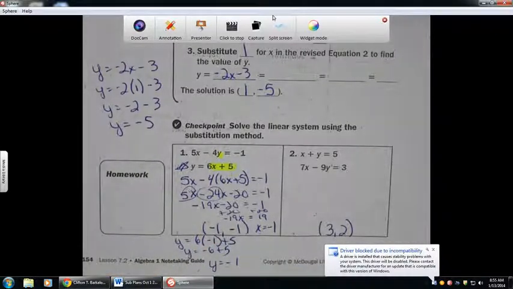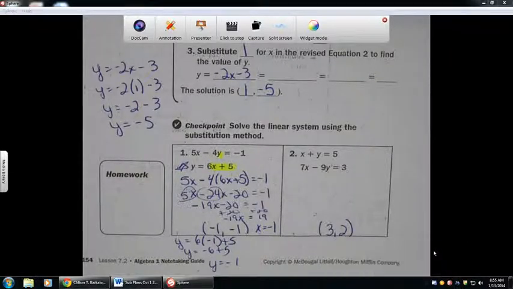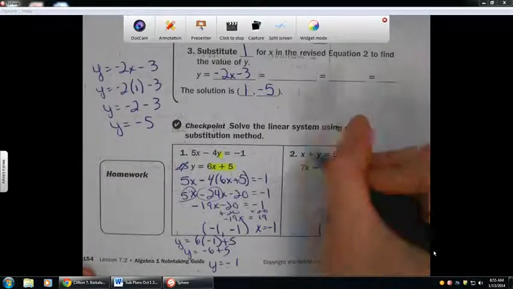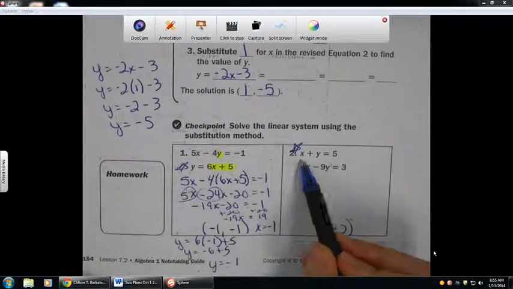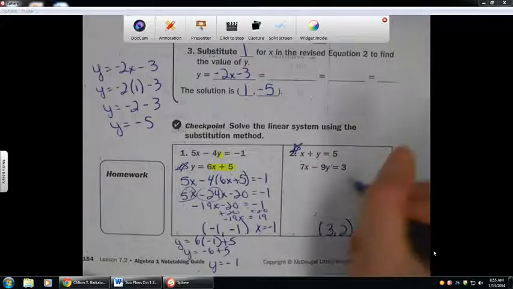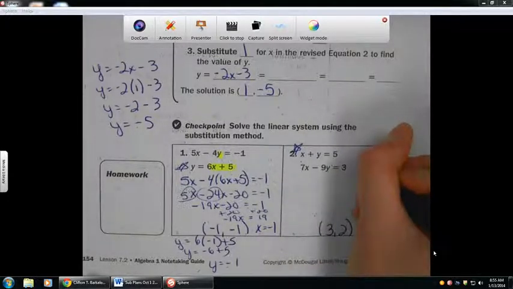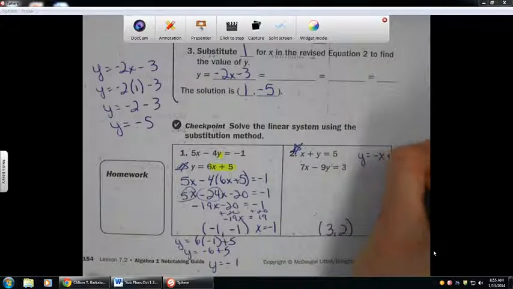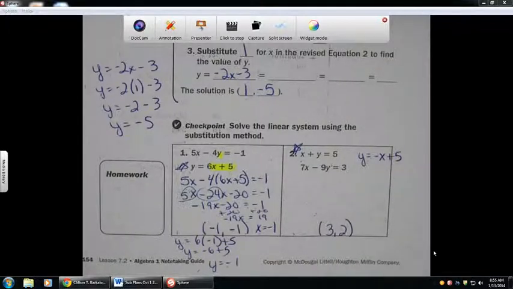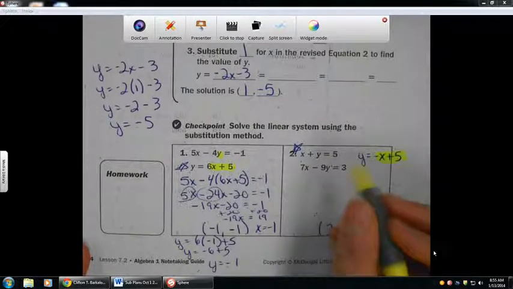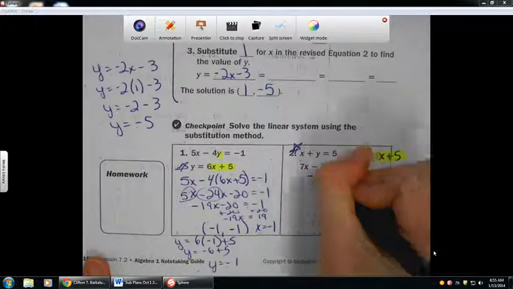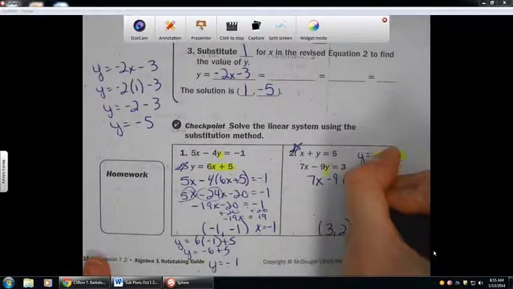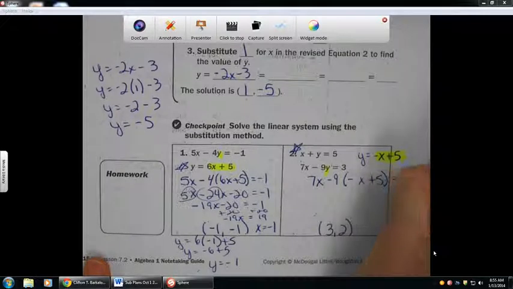Your solution to number 2, we'll go through the work. We need to solve one of the equations for x or y. I'm looking at the first equation. Doesn't matter which one we choose because the coefficient for x is 1, the coefficient for y is 1. So I'm going to solve the first one for y, and we have y equals negative x plus 5. Okay? I'm going to substitute what y is equal to into the second equation for y, and I have 7x minus 9 times the quantity of negative x plus 5 equals 3.